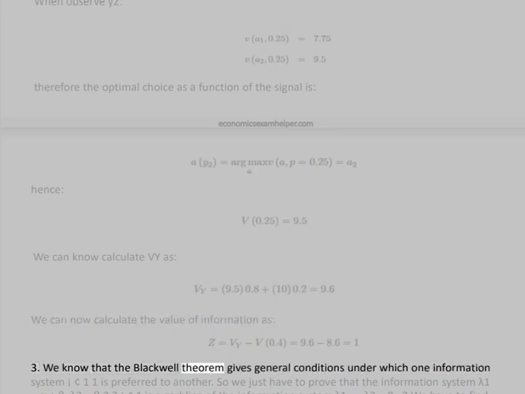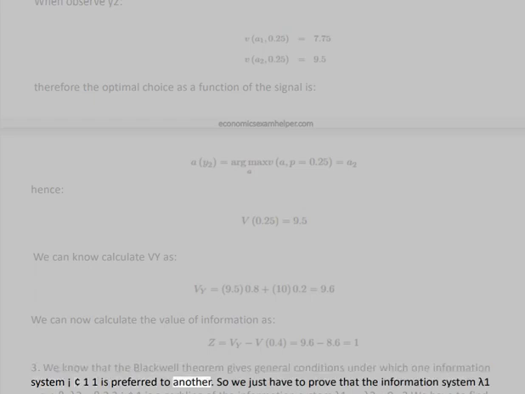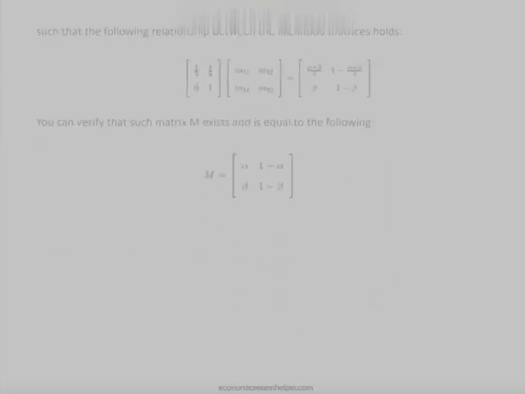We know that the Blackwell theorem gives general conditions under which one information system is preferred to another. So we just have to prove that the information system λ1 equals 1/2 plus α/2, λ2 equals β is a garbling of the information system λ1 equals 1/2, λ2 equals 0. We have to find a Markov matrix M such that the following relationship between the likelihood matrices holds. You can verify that such a matrix M exists and is equal to the following.